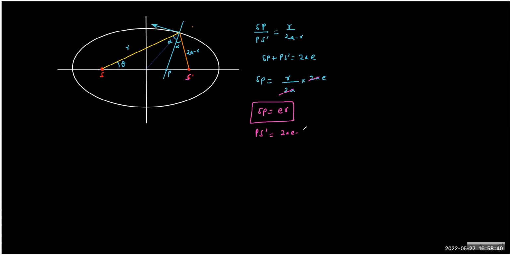It's 2AE minus ER, correct? So PS dash turns out to be, I can take E common, so it's E times this value. It's again a very interesting relation which we just discovered: this will be exactly E times R, and this will be exactly E times the distance of this side, 2A minus R. Do you realize this?